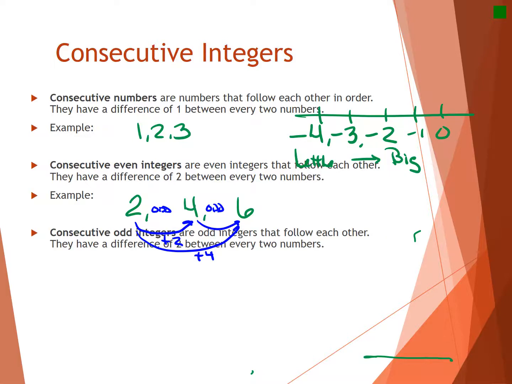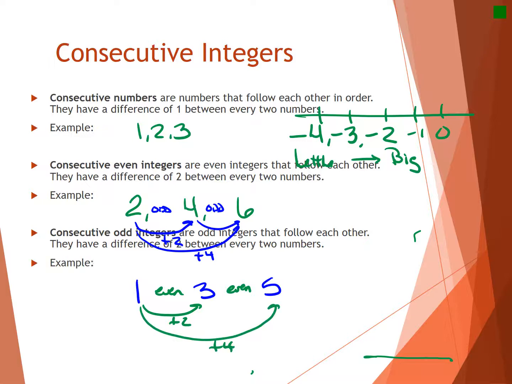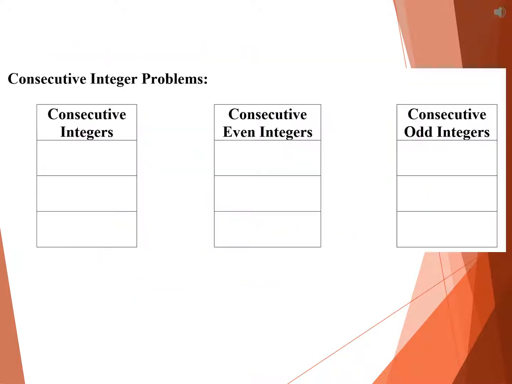So I'm supposed to fly in here. Guess what? Consecutive odd integers are 1, 3, 5, and what's in between those? An even number, an even number. So I add 2 to get to the next one. To get to the second one, I add 4. Okay? So we're going to have a little chart that looks like this.